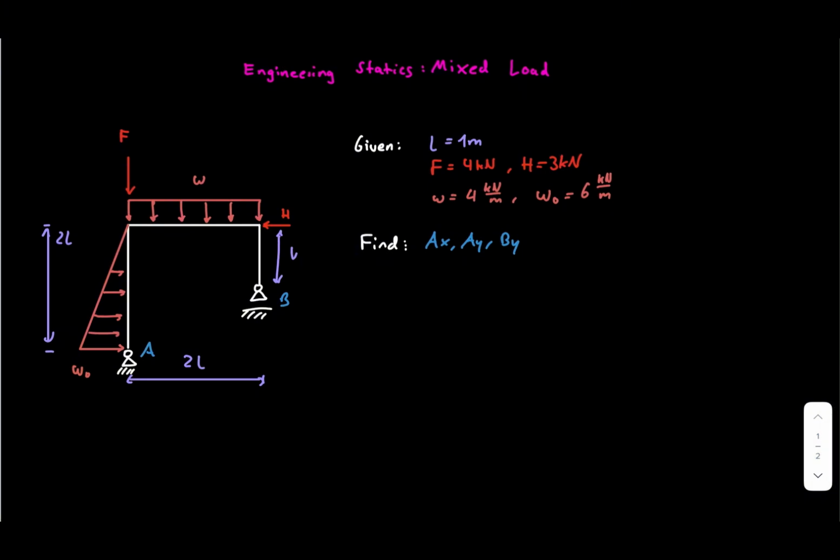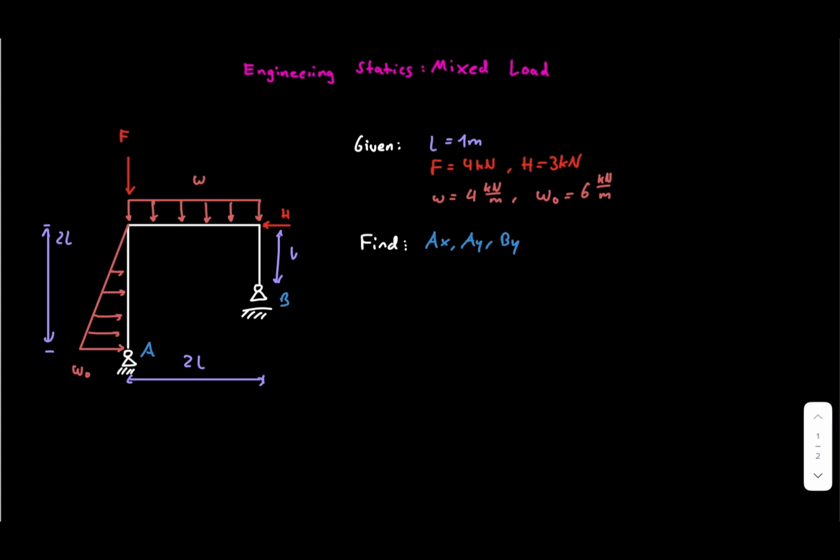First, we identify the load types. The top beam carries a uniform distributed load of 4 kilonewtons per meter over a length of 2 meters. The left column carries a triangular horizontal distributed load with a maximum intensity of 6 kilonewtons per meter. In addition, there is a vertical point load of 4 kilonewtons and a horizontal point load of 3 kilonewtons.